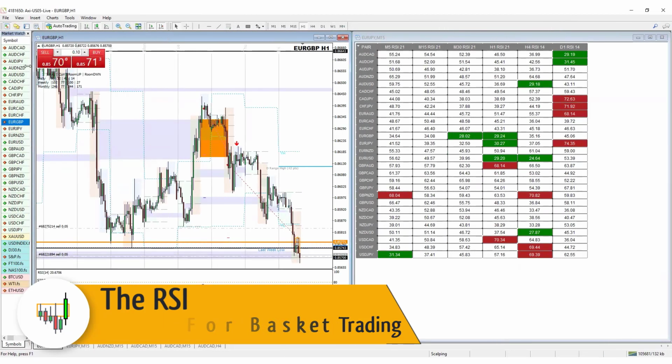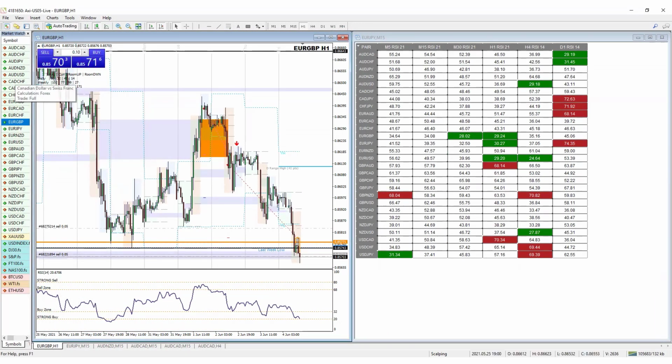What I've done today is put together a quick, it's not so much of a lesson, if you like, but a quick analysis of the RSI. Because the RSI has got quite a bad rap, if you like.